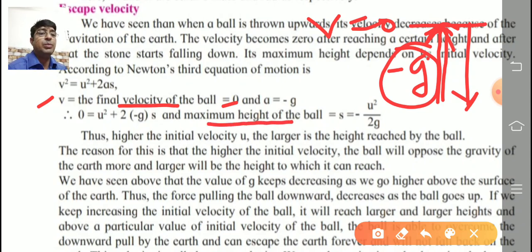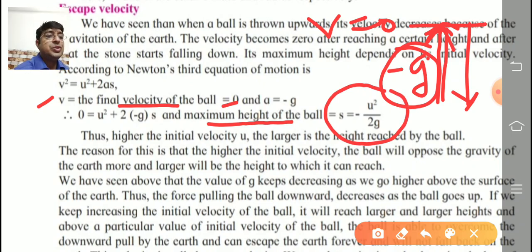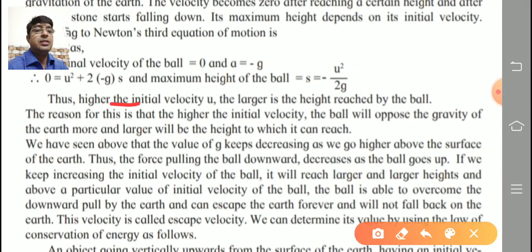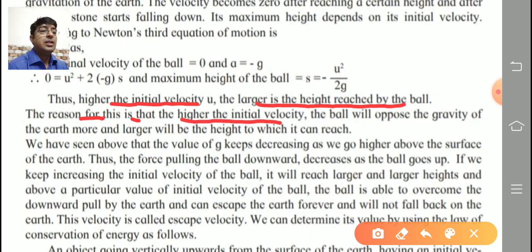So the maximum height of the ball, that is s, is equal to, we are getting the formula, u square upon 2g. Thus, the higher the initial velocity u, the larger is the height reached by that ball. The reason for this is that the higher the initial velocity, the more the ball opposes the gravity of the earth, and larger will be the height to which it can reach.